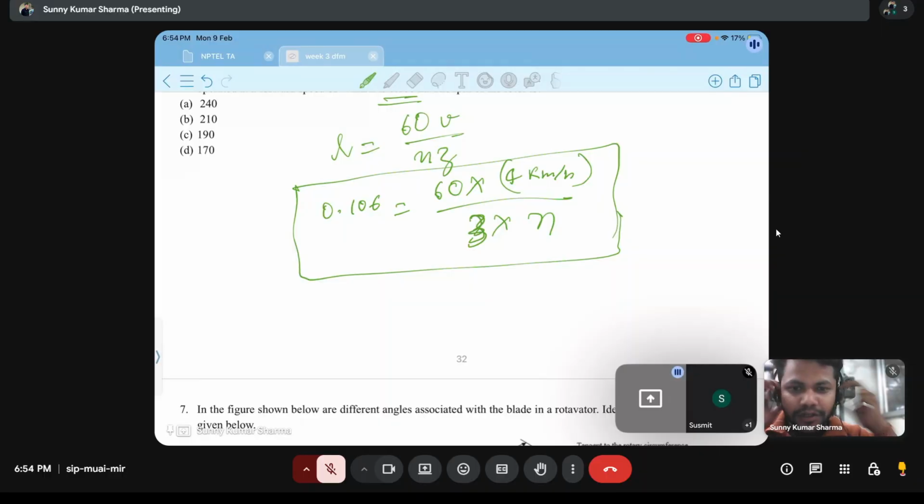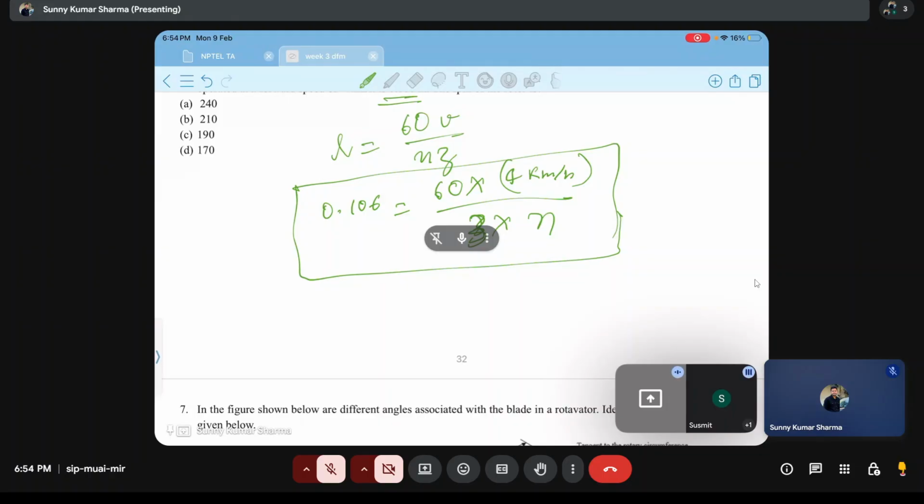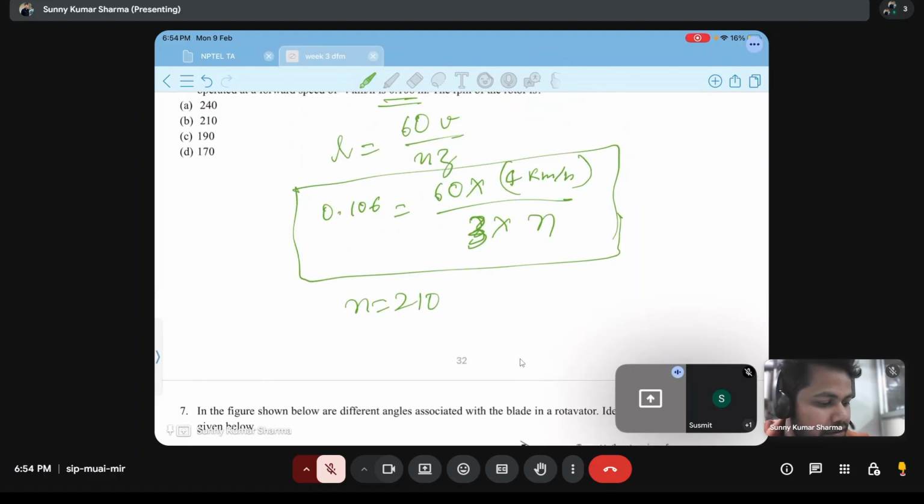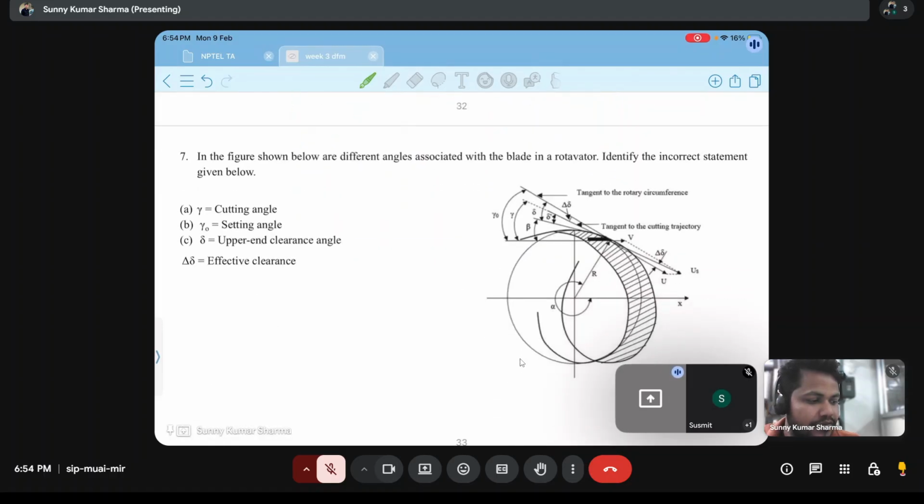So Smith Sekhar, have you calculated the value of n? According to me, answer is around 210 or 212. It is coming 210.64. Yes, 210 is correct. So we will move to next question. Here RPM will be 210. That is answer B. So answer B is correct.